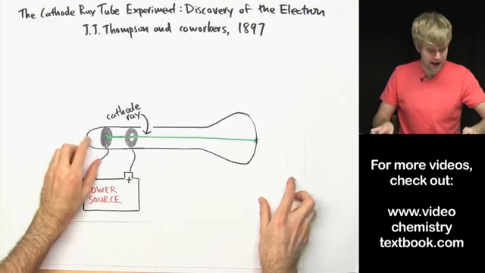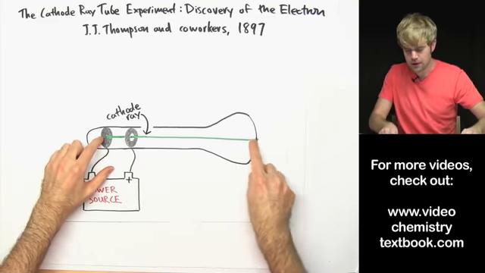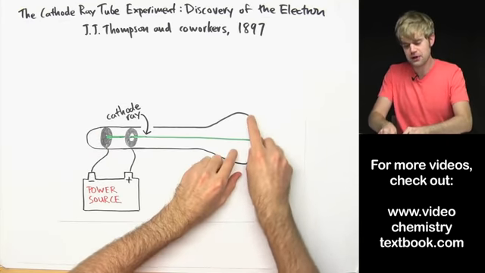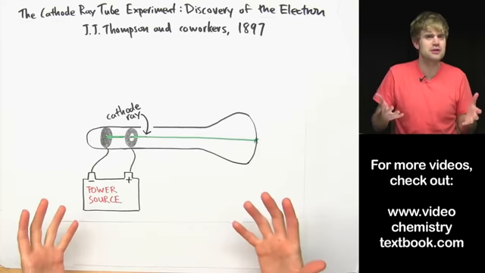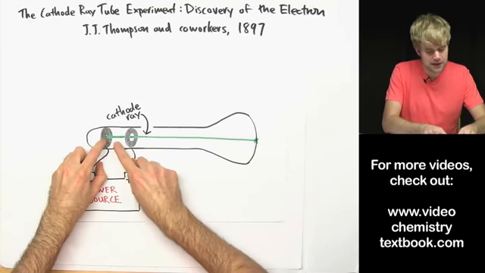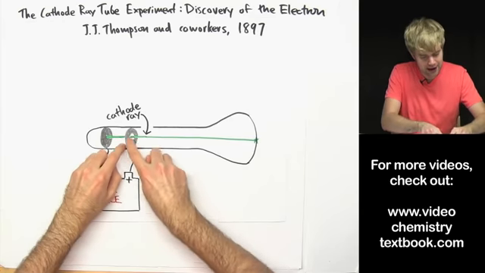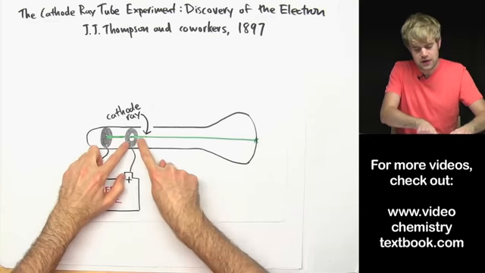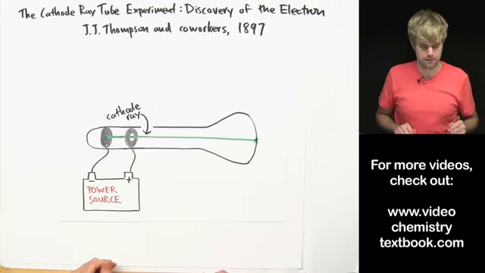A ray shot from this piece of metal across the tube and created a glowing spot over here when it hit a special coating on the inside of the glass. Now, Thomson didn't know what was going on, but what really was going on is that electrons from this piece of metal were shooting out. They were attracted to this piece of metal, which has an opposite charge, but they were moving so fast that they shot all the way across the length of the tube.